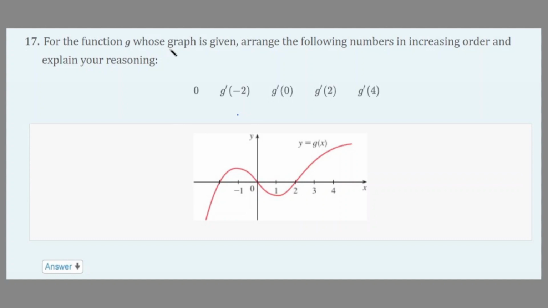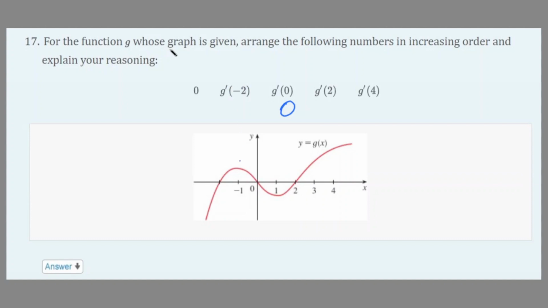Alright, so number 17 is telling us to order these primes and a zero in increasing order of slopes, basically, because there's a prime. That means a derivative, which is also the slope of g(x), which would be our position function in this case. So first let's place 0 in the beginning, because we know the slope of 0 is 0.